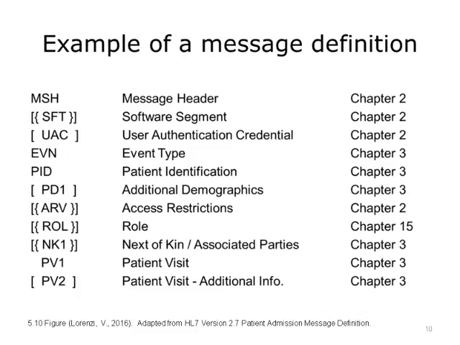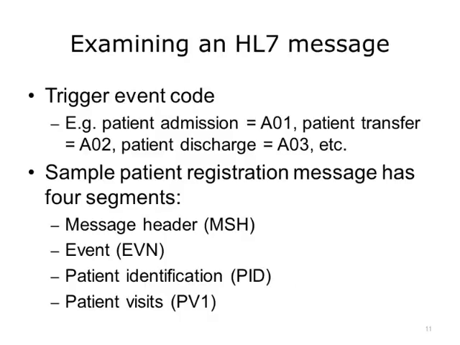The SFT, ARV, ROL, and NK1 segments can repeat. For example, a patient admission can have 0 to any number of next of kin or associated parties because the NK1 segment is optional and repeats. In our example message, the trigger event was patient admission.